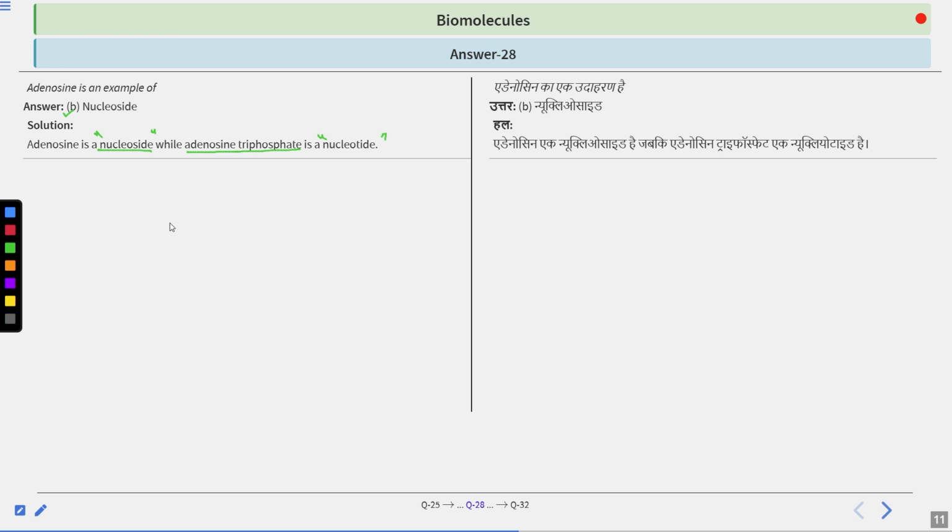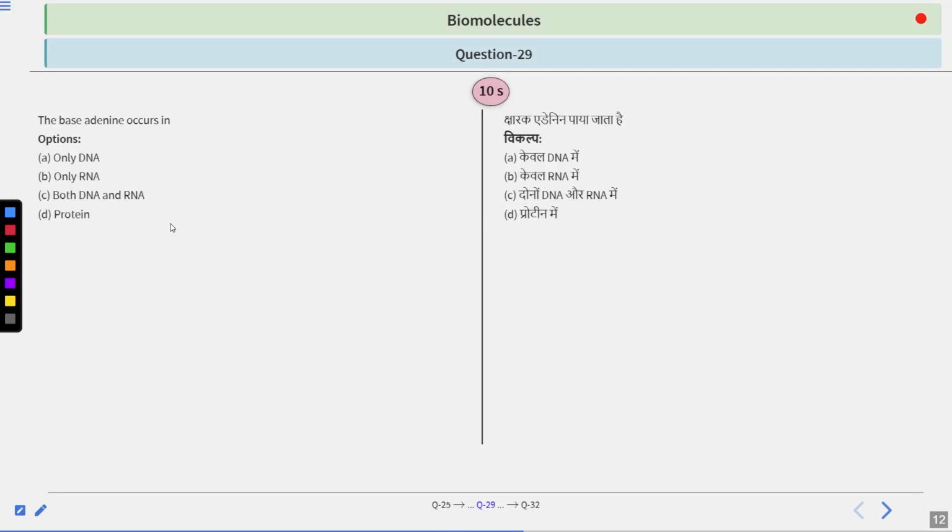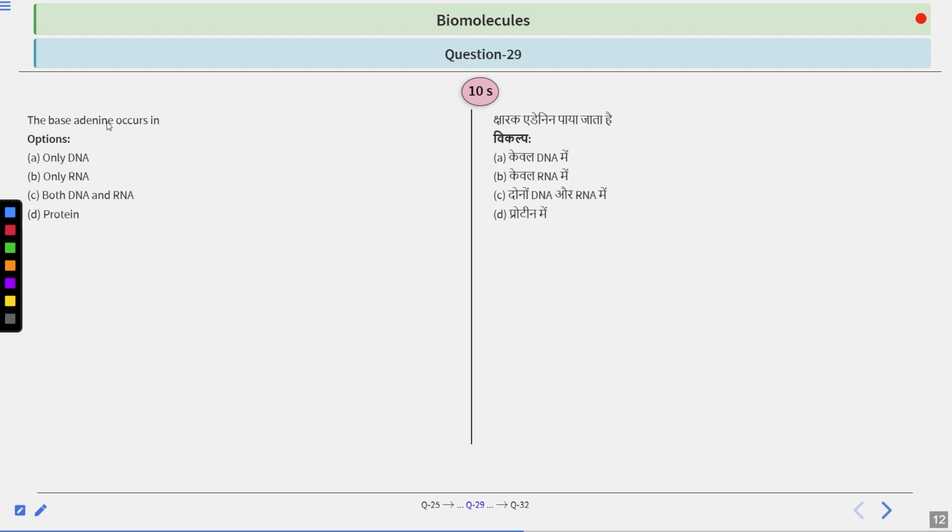Let's move on to our next question. The base adenine occurs in. So we have been given a base named adenine. Adenine occurs in which structure? From the options, choose one.